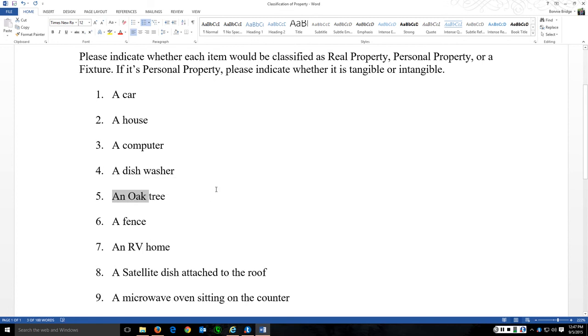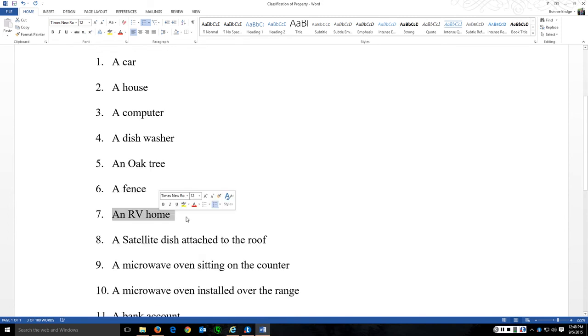Number 5, an oak tree. An oak tree is attached to the land. It's growing out of the land, and it is considered real property. A fence. A fence is also considered real property. It's attached to the land. An RV home. Now this one gets a little more complicated because some people live in RVs. They're considered a home. But if it's on wheels and it works and it's movable, it is treated as personal property.